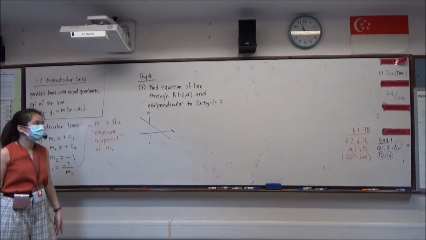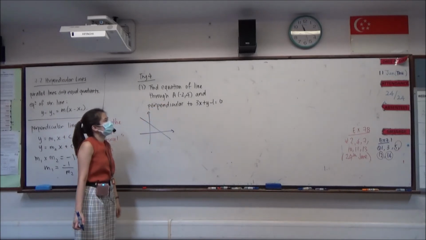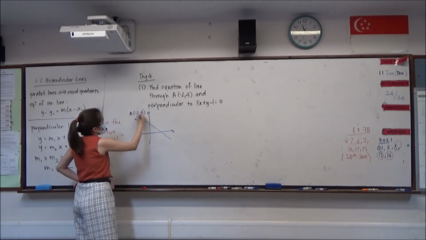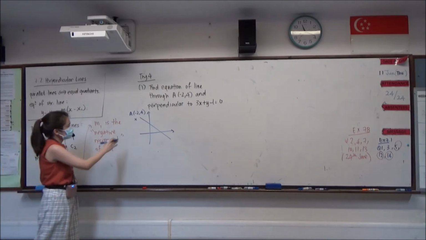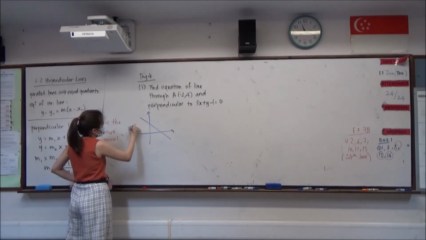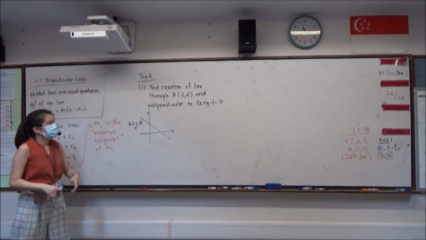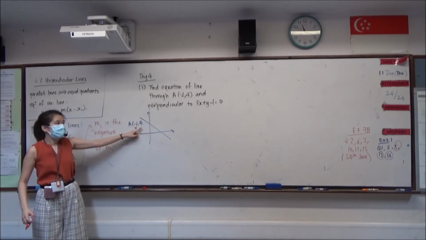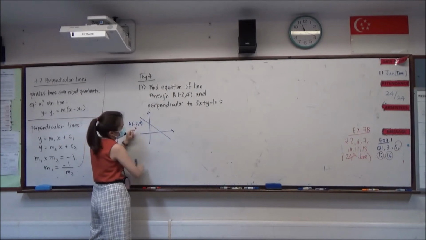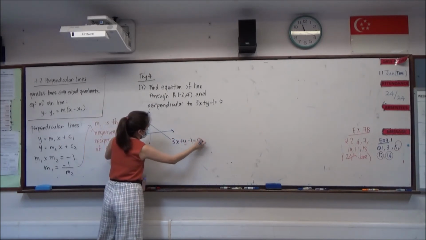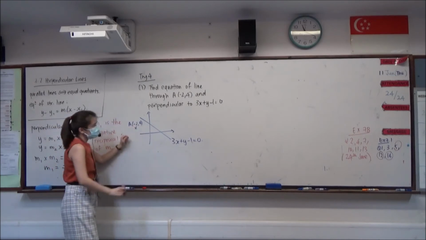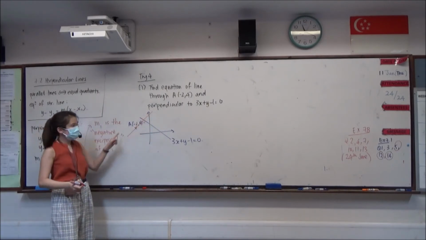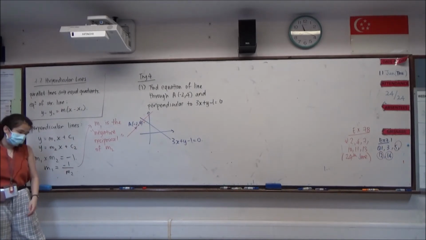When you have the line already, we put in the point A (-2, 4), maybe somewhere here. We want the new line to go through this point and be perpendicular to 3x + y - 1 = 0. So the line will most likely look something like that. This straight line that I've drawn is the line that we want.